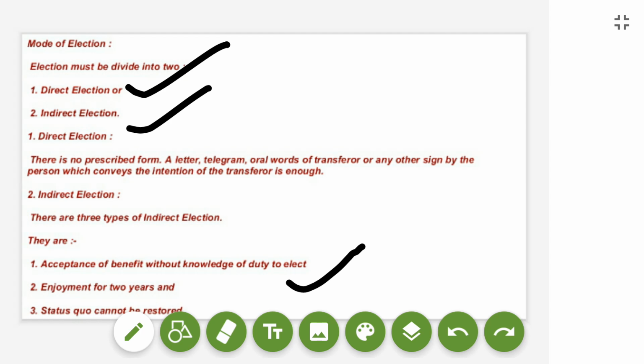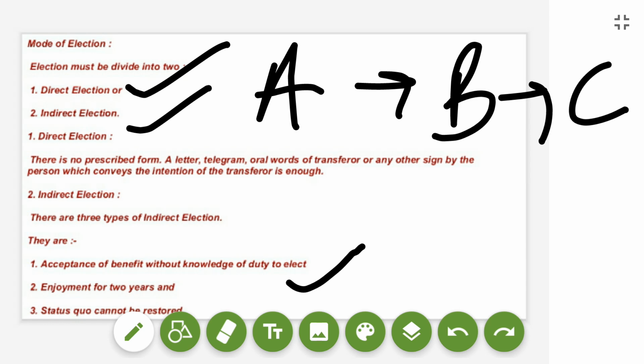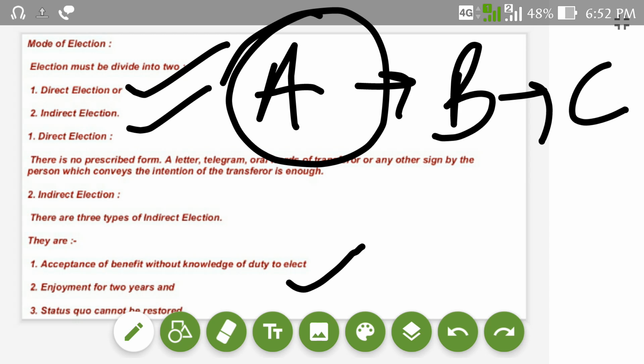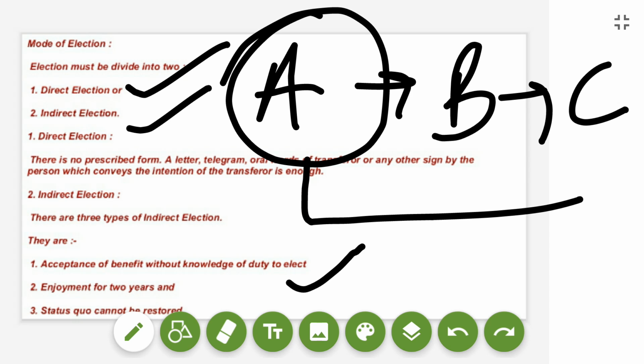It is therefore essential that the acceptance of benefit should have been made with the full knowledge of his duty to elect and all matters connected with such benefit. So where B intended to transfer the property of A to C, if A had the knowledge that B wants to transfer some property to C, and then also he agrees, then the transfer would be valid. But if A did not have any knowledge and B fraudulently transfers his property to C, A can revoke the transfer. Now, the second is enjoyment for 2 years.